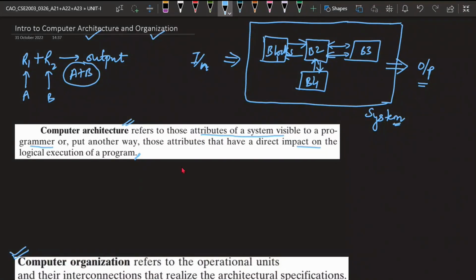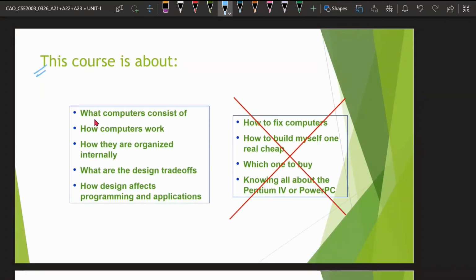You can correlate all the theory that we will be going through with the computer systems that we use in daily life, and also the mobile system. All of these are part of computers, so you can make the correlation. What we can get from this course is what computers consist of. We will get to know how computers basically work, how they are organized internally, what the different blocks are, and how they are organized.